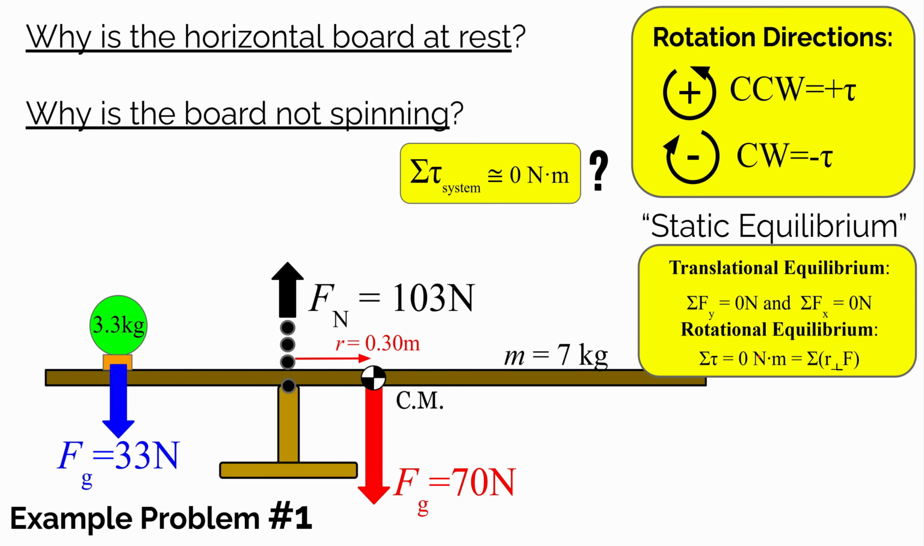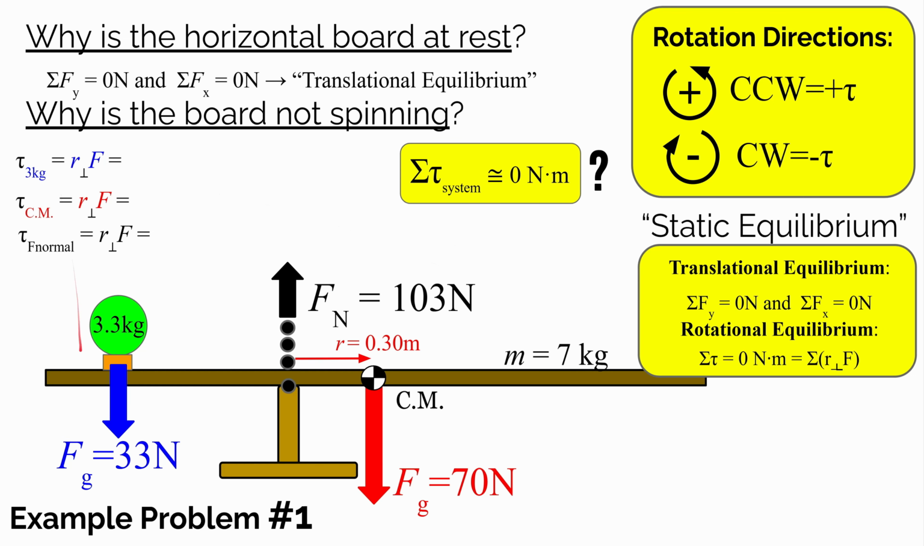So we're going to find out, is this board in rotational equilibrium? Does the sum of the torques on the system, is it about 0, based on the measurements that we took? So we know it's in translational equilibrium, all the forces are balanced. That's how we thought through the size of the normal force, which is 103 newtons. So now let's take each of these three forces and calculate the torque that they exert on the system.